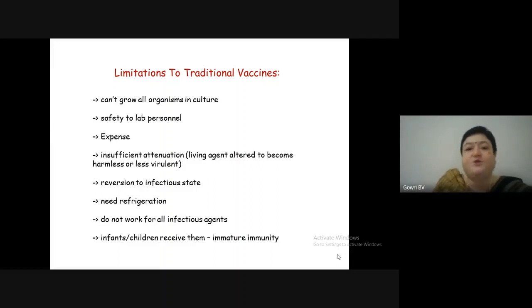So the limitations of traditional vaccines, I repeat: can't grow all organisms in culture. The safety to laboratory personnel can never be ensured. It is expensive. Insufficient attenuation may lead to reversion to infectious stage. It requires refrigeration. Do not work for all infectious agents, and infants and children will receive them and they will have immature immunity. So to overcome all these limitations and disadvantages, we came across what is called new generation vaccines, the recombinant DNA vaccines.